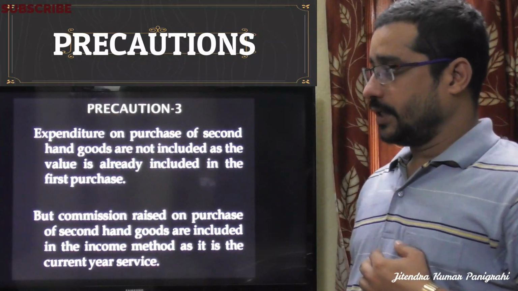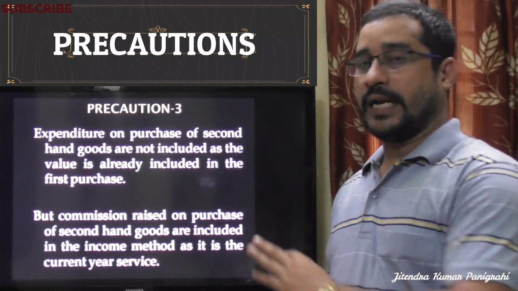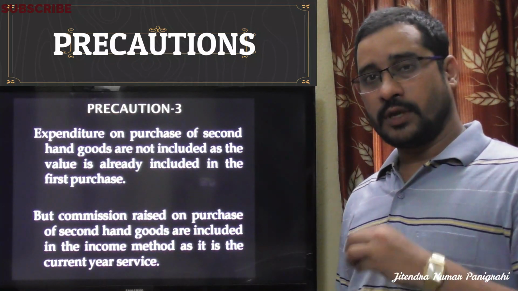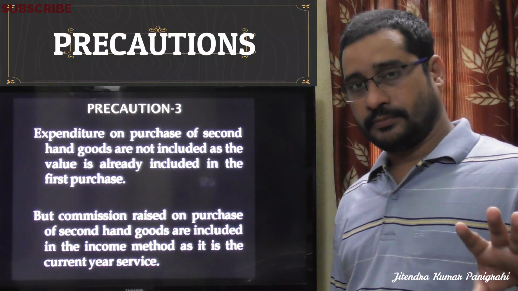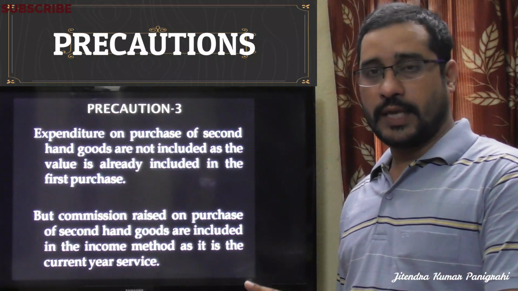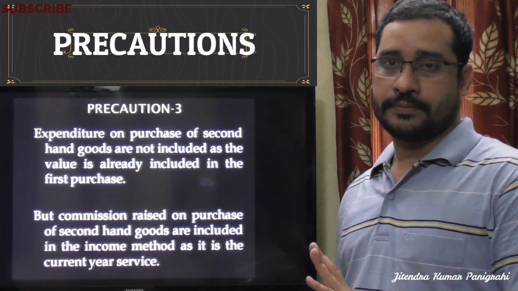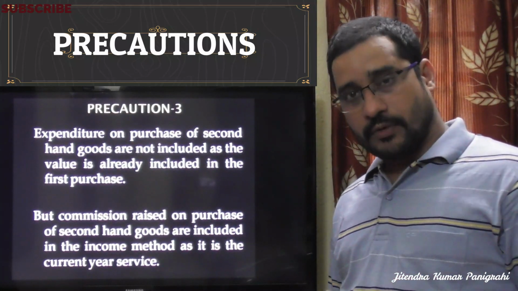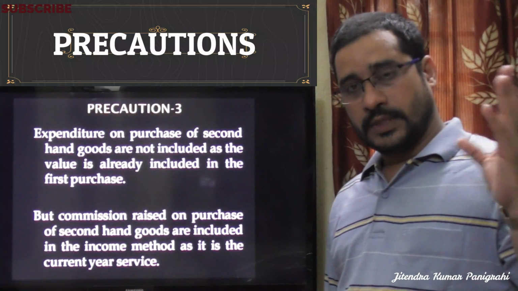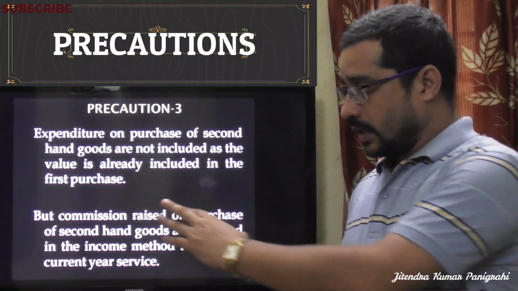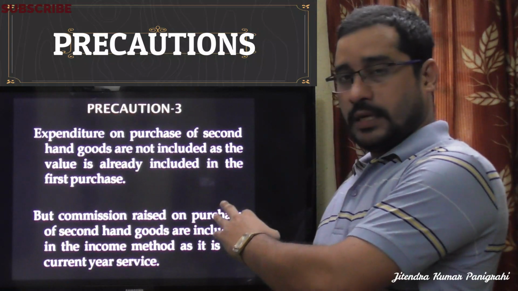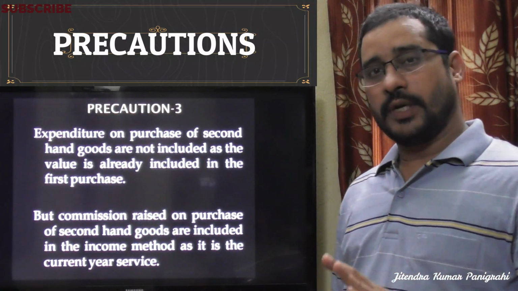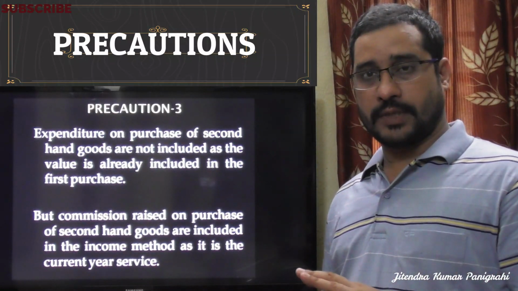Now, precaution number 3: expenditure on purchase of second-hand goods will not be included, because the value of the second-hand good is already included in the past purchase. So that's why it is not included in the national income in the second purchase. But commission earned will be included in the income method. It is a part of the income. So commission earned due to the purchase of second-hand goods will be included in the national income, because it is a current year service.